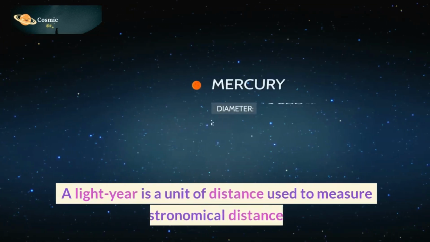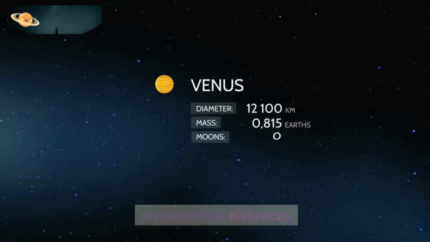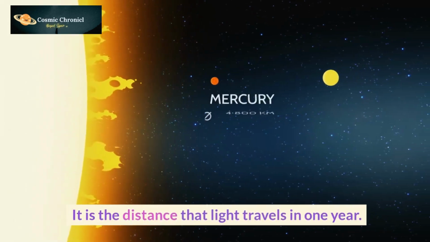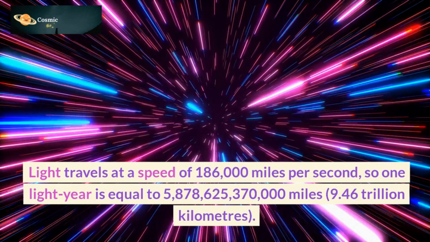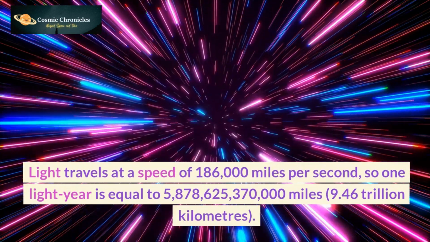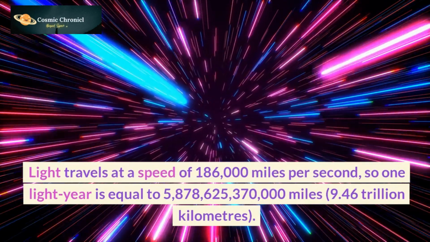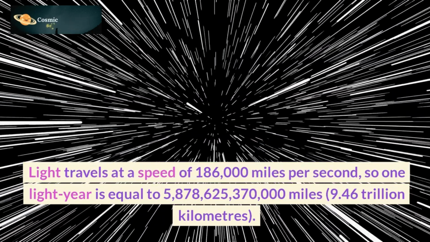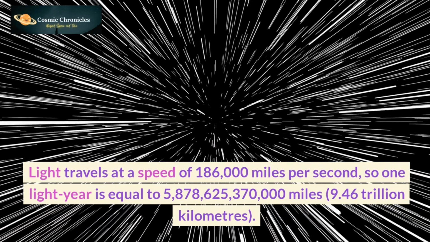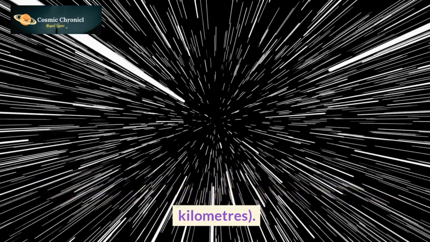A light year is a unit of distance used to measure astronomical distances. It is the distance that light travels in 1 year. Light travels at a speed of 186,000 miles per second. So 1 light year is equal to 5,878,625,370,000 miles, or 9.46 trillion kilometers.